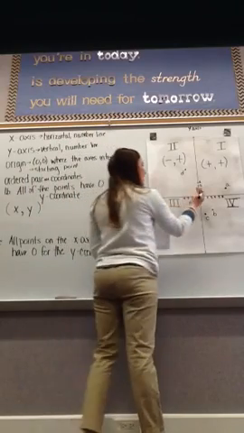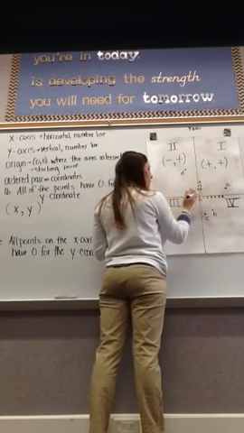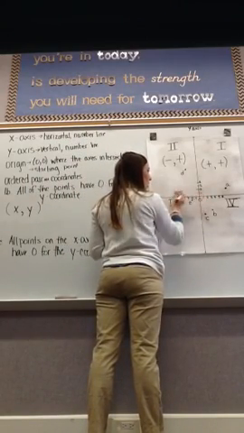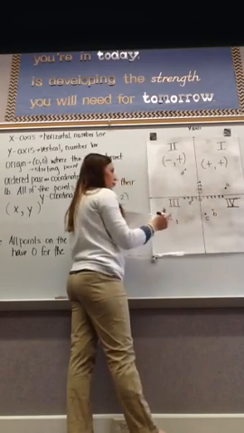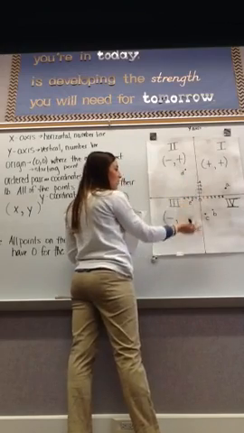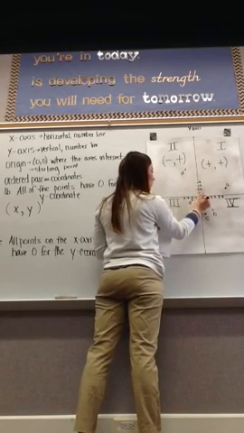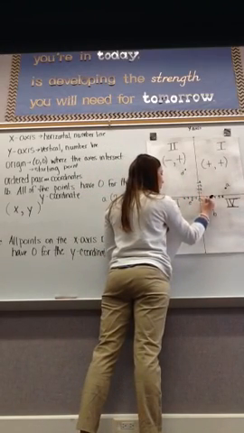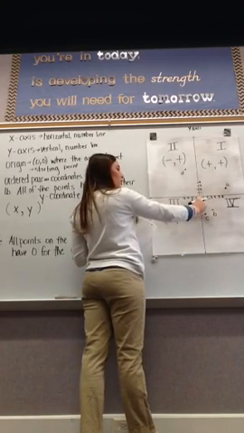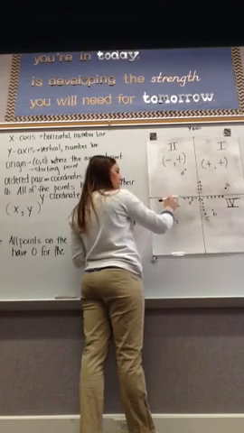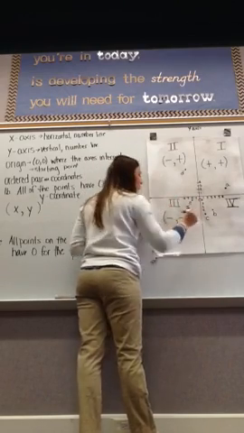Okay, quadrant 3. Again, we're moving to the left of the origin on our x-axis, so our x-coordinate must be negative. And now to move down on the y-axis, because this is also 0, these numbers are going to be negative as well. So to get into quadrant 3, you must have a negative x and a negative y coordinate.